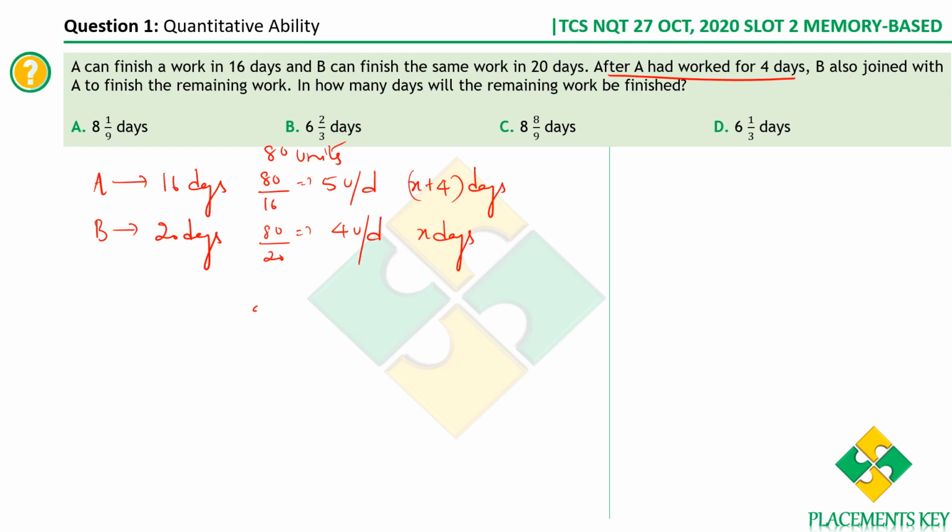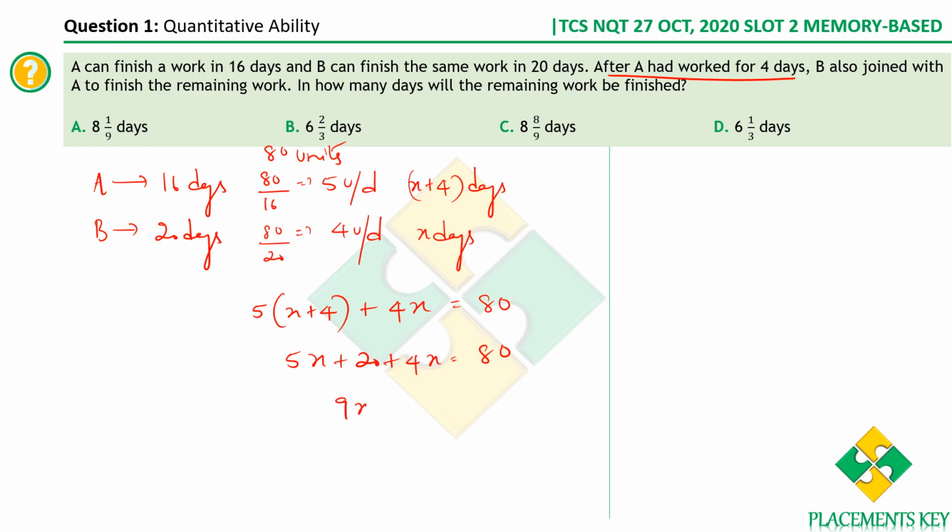Now we know that A can do 5 units in a day, therefore in X plus 4 days he can do 5 into X plus 4 units of work. Similarly, B can do 4 units in a day, therefore in X days he can do 4X units. So this is the total work done by A and B, which is given as 80. So we get 5x plus 20 plus 4x is equal to 80.